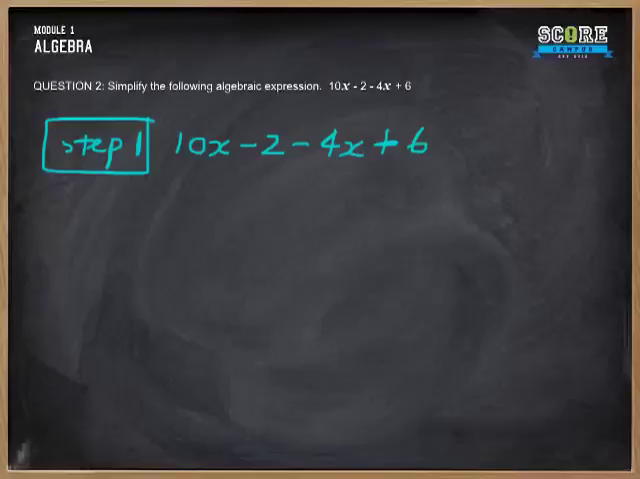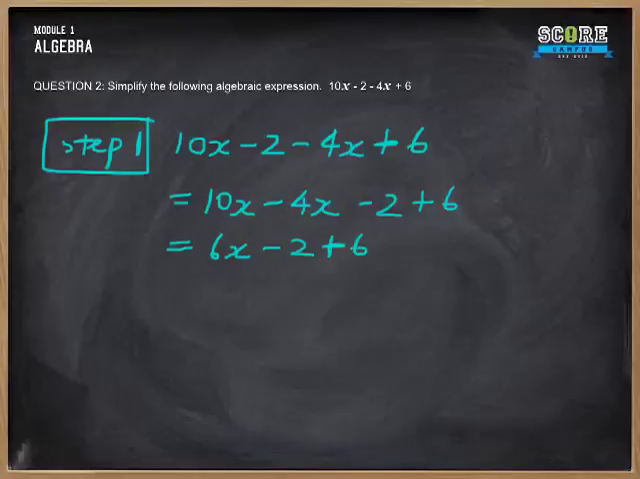10x minus 2 minus 4x plus 6, equals, rearrange them, all the x's together, 10x minus 4x minus 2, because you can see a minus sign in front of them, follow that, plus 6. Okay, now we move from left to right again. 10x minus 4x. What do you get? You get 6x minus 2 plus 6.